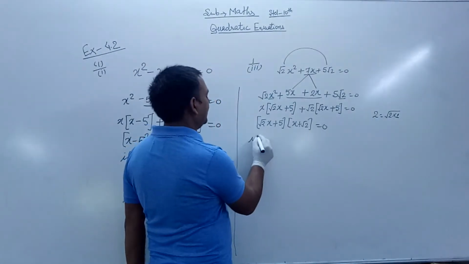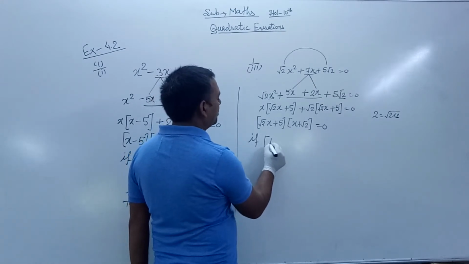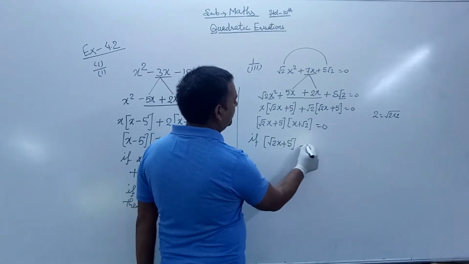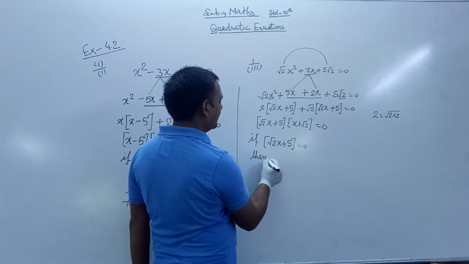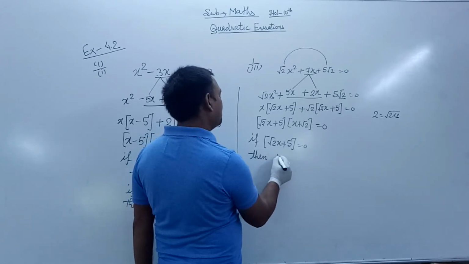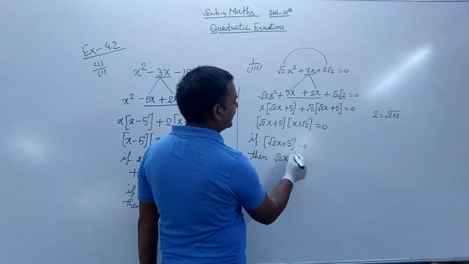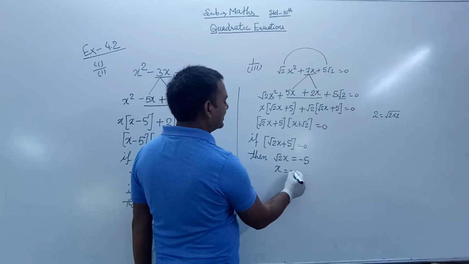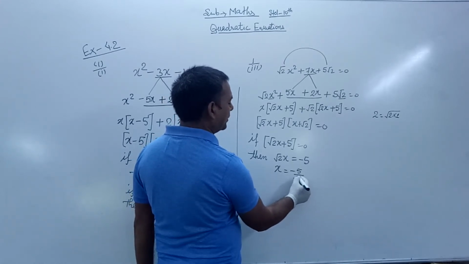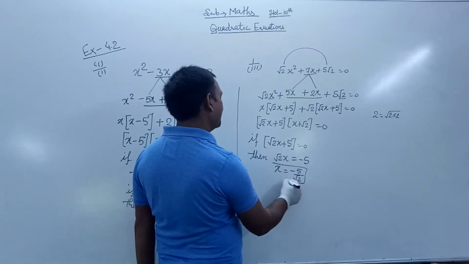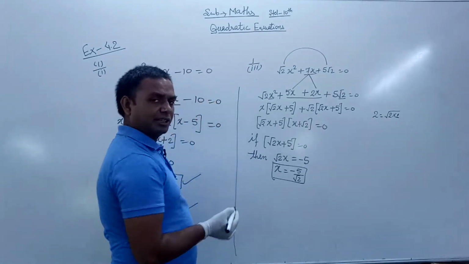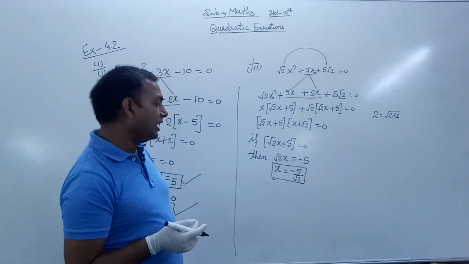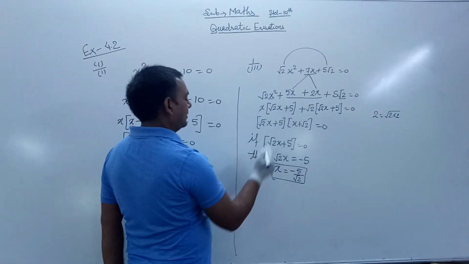So if root 2 x plus 5 is equal to 0, then you can say root 2 x is equal to, here plus 5 is converted to minus 5. So x is equal to minus 5 upon root 2. The first solution of x is x equal to minus 5 upon root 2. Okay, you understand?